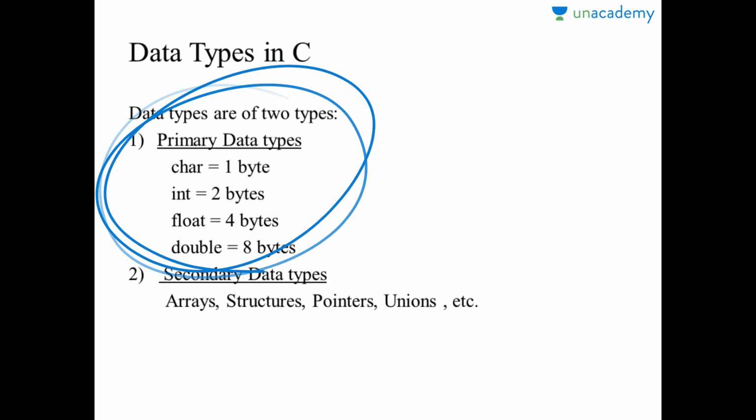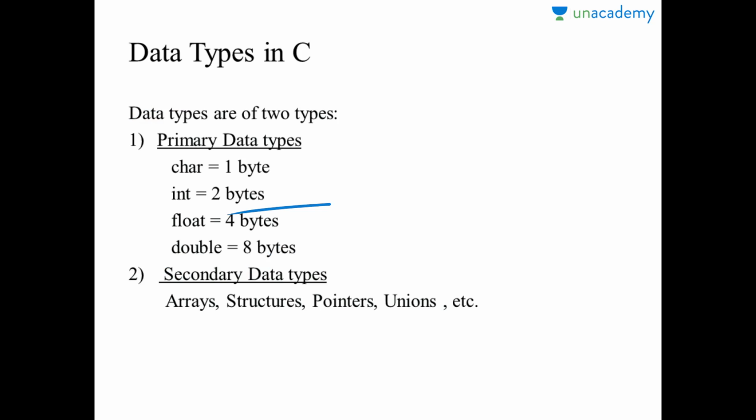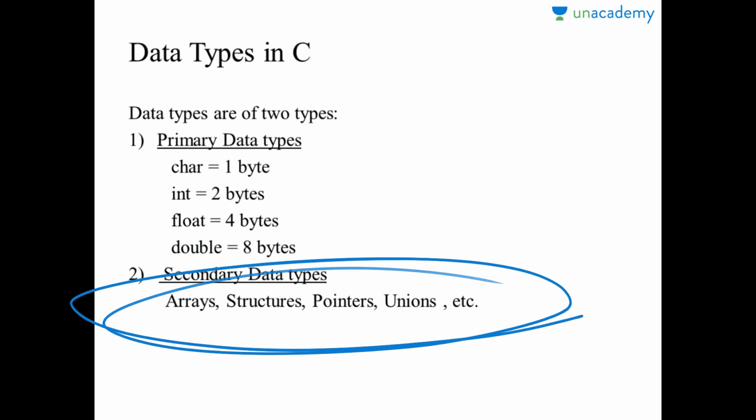There are four types of primary data types, that is character, integer, float, and double. The character occupies 1 byte in memory, the integer occupies 2 bytes in memory, the float occupies 4 bytes in memory, and the double occupies 8 bytes in memory. We're going to see these in a later segment.